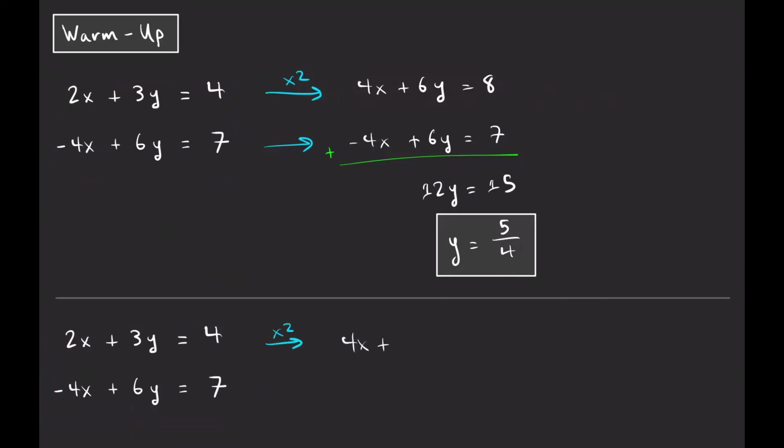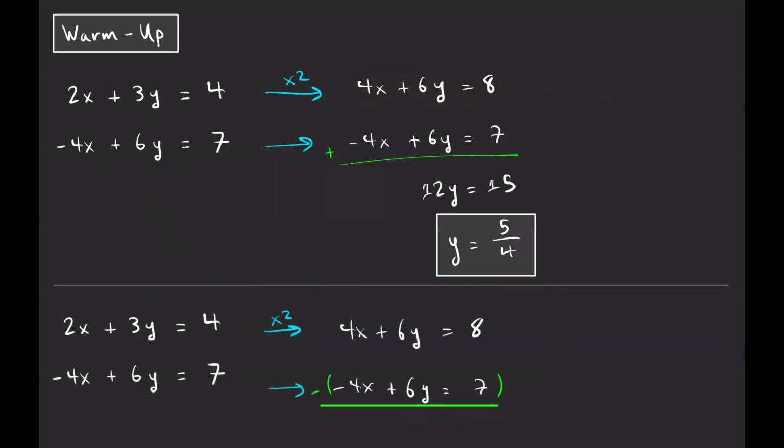So we have that 4x plus 6y equals 8. And then likewise, we've got the negative 4x plus 6y equals 7. And now, subtracting, we notice a different thing. Let's give myself a little bit of extra space here. When I subtract these, the y terms cancel, and we end up with 8x equals 1. We've got kind of a tight squeeze here, but x is equal to 1/8. And there we go, we found x.